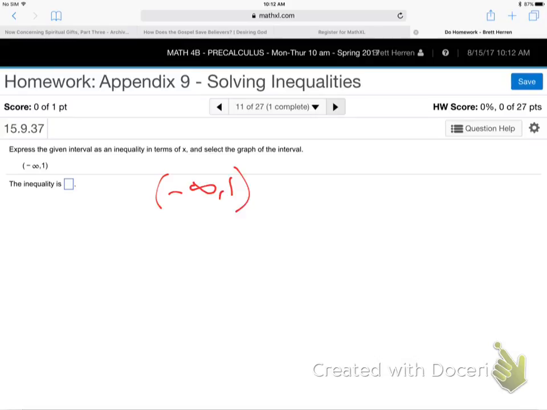Negative infinity, comma 1. Yeah, so change that to inequality. And they want number line also. Okay. So turn that into inequality and number line. Give that a try.